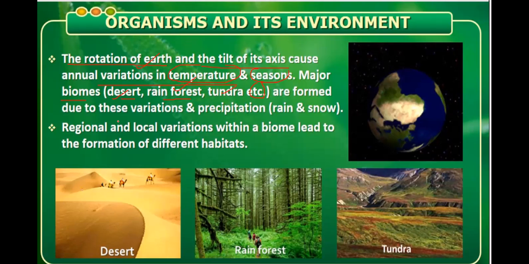These are formed due to variation in temperature and season, and that is precipitation. Precipitation means rain and snow. Regional and local variation within a biome lead to the formation of different habitats. So this is a desert, this is a biome, this is a rainforest, this is tundra, which means low temperature.